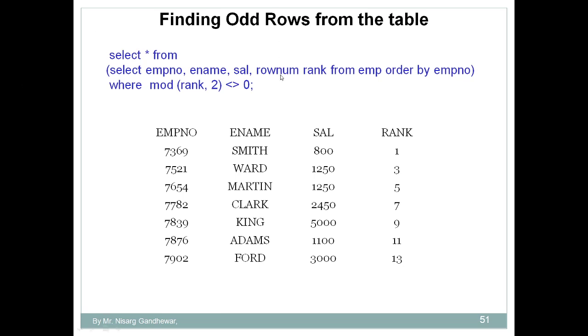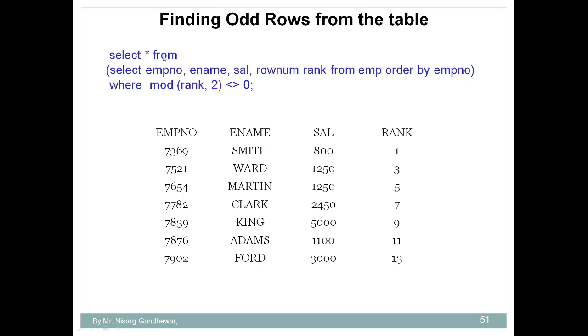So finally we get such kind of output. Here you can see the rank is 1, 3, 5, 7, 9, 11 and 13, and you already know that in the case of an employee table there are 14 rows. So initially when I execute this query, it fetches all the 14 rows from the table and assigns row num from 1 to 14.